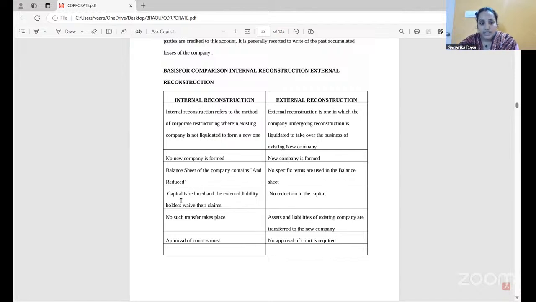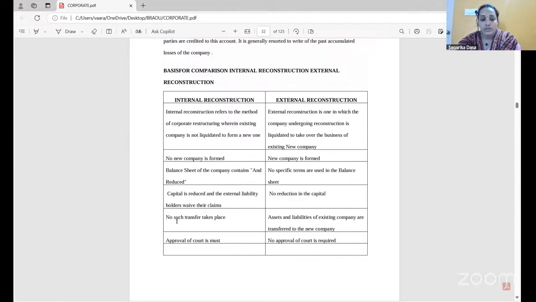Internal reconstruction, capital is reduced and the external liability holders waive their claims. Internal reconstruction లో capital alter అవుతుంది, change అవుతుంది. Change in the sense it will be reduced. There is no increment, it is reduced. Whereas external reconstruction, capital reduction అనేది కాన్సెప్టే కాదు. ఎందుకనంటే ఇక్కడ అవుట్సైడ్ ది ఆర్గనైజేషన్ జరుగుతుంది కాబట్టి ఒక న్యూ కంపెనీ ఫామ్ అవుతుంది కాబట్టి ఇక్కడ మనకి క్యాపిటల్ అనేది రిడక్షన్ అవ్వదు.